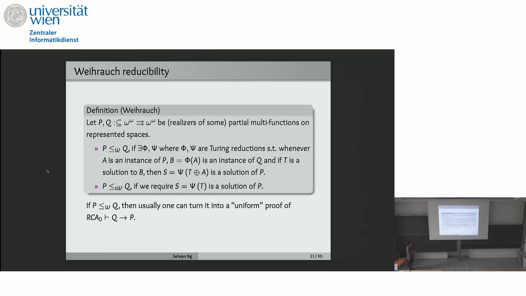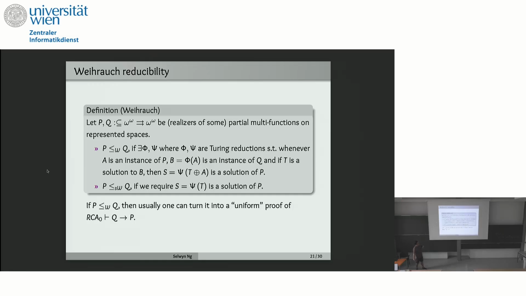And so we're going to think of P and Q as, through passing to representations, we might as well assume that all problems are coded as elements of the Baire space, as functions mapping elements of the Baire space to elements of the Baire space. And these are not necessarily total. This can be partial, multi-valued functions. And this allows us to define the reducibility on two problems, P and Q being functions, multi-functions, or we think of them as problems.